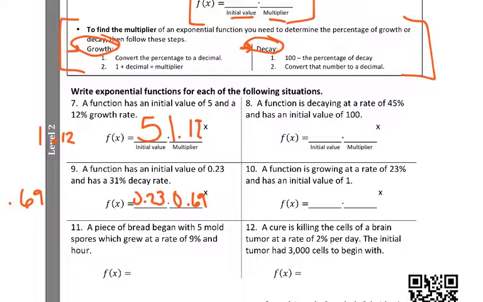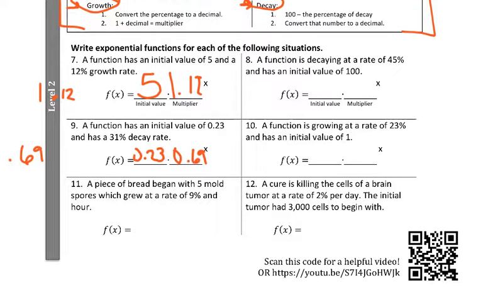Okay, now the next one. We have to kind of figure this one out. We know we're going to have blank times blank to the x power. A piece of bread began with 5 mold spores. So that's our initial value right there, 5 mold spores. And the amount of mold is growing at a rate of 9%. So I'm going to follow the growth instructions, convert the percentage to a decimal, 0.09, and then add 1 to it. So 1.09 is going to be our growth multiplier.